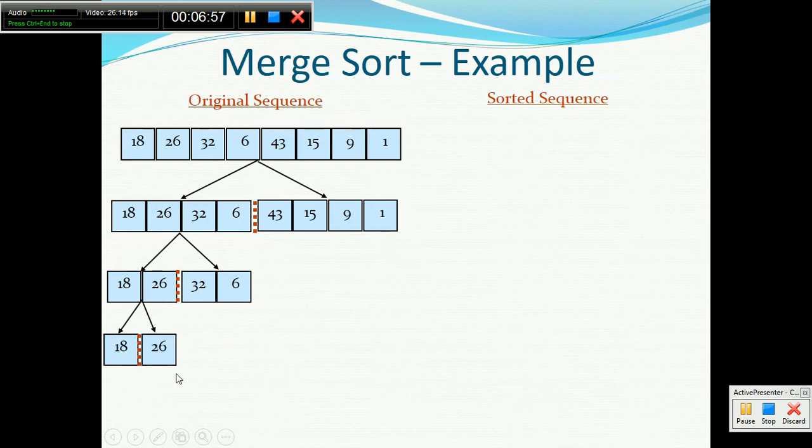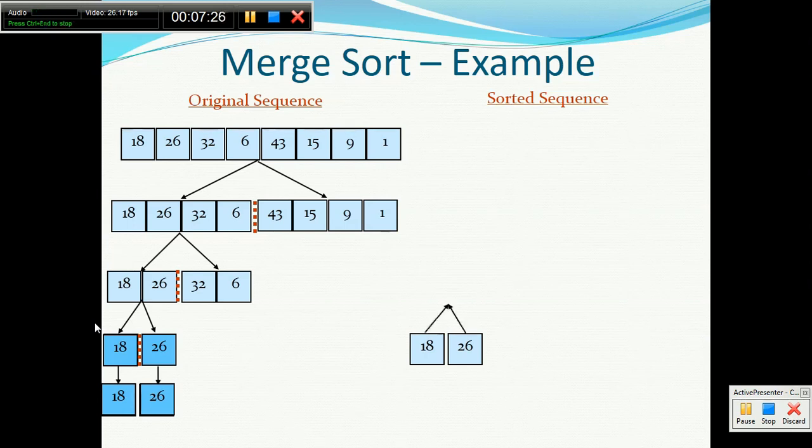See, 18 is sorted because in this particular array I have only one element. So can I add it to the sorted sequence? Yes. Okay, I added it to the sorted sequence. Then 26, again, can I add it? Okay, now what we have to do is combine. The combine is a merging algorithm. What does the merging algorithm do? Whenever you have two sorted arrays, they can be merged together to create a bigger sorted array.